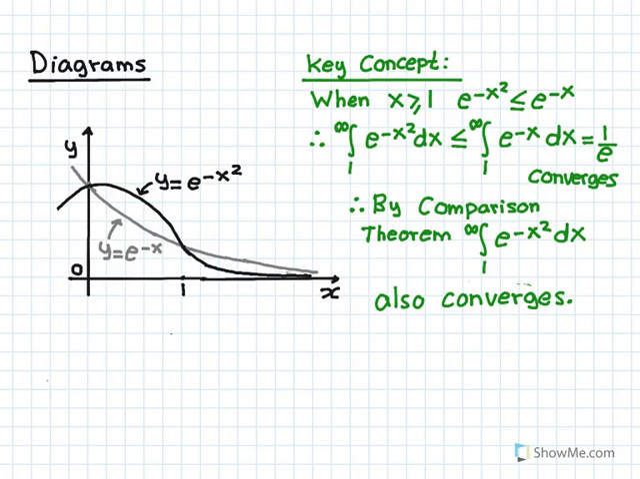The key concept is that you can see how e to the minus x squared dips below e to the minus x when x is bigger than 1. So when we did our comparison theorem, we basically showed that the area under e to the minus x squared is less than the area under e to the minus x. And that's how we apply the comparison theorem, and we prove that the integral from 1 to infinity of e to the minus x squared dx also converges.